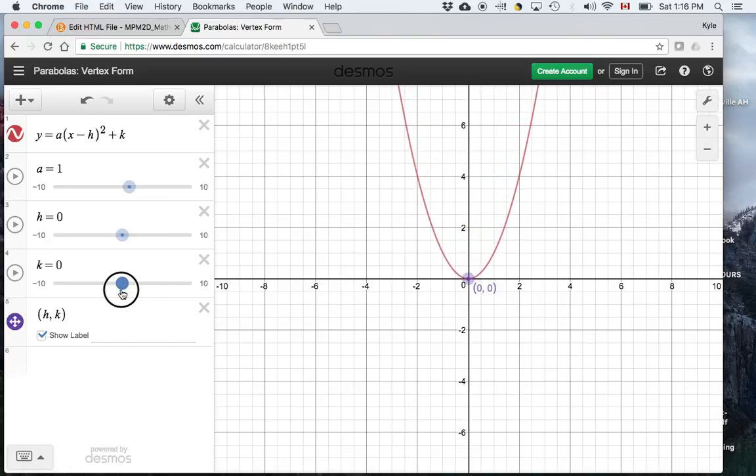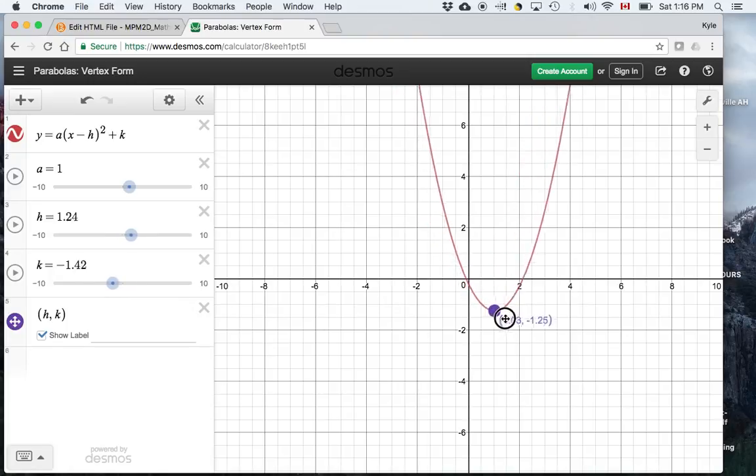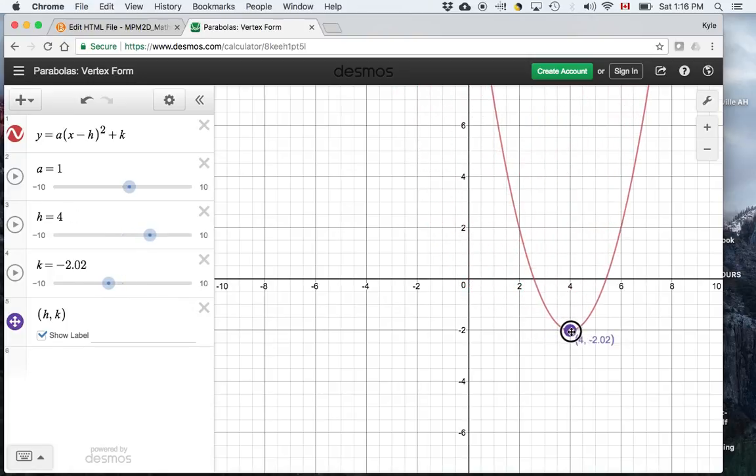And if you notice as well, because this equation is written in vertex form, we can read the position of the vertex directly from the h and the k values. So let me grab the vertex here and drag it to 4 comma negative 2, or thereabouts. And if you look over here, the h is at 4 and the k is at negative 2.